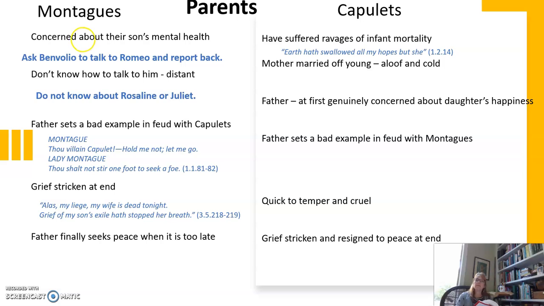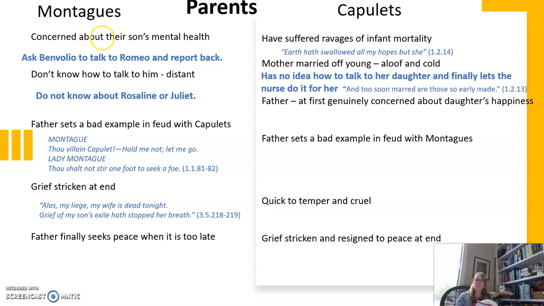The Capulets have suffered the ravages of infant mortality. "Earth hath swallowed all my hopes but she," Capulet tells Paris. The mother has been married off young, and that might be the explanation for why she's aloof and cold. She has no idea how to talk to her own daughter, and she finally lets the nurse do it for her. The father says of her, "Too soon marred are those too early made."